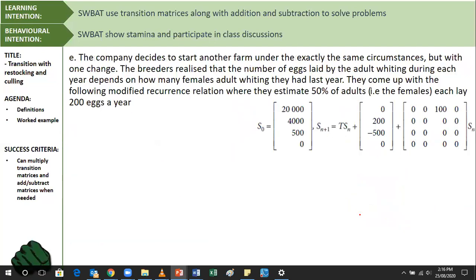So then E says, okay, the company decides to start another farm under the exact same circumstance, but there's one change. The breeder realized that the number of eggs laid by the adult whitings during each year depends on how many female adult whitings they had last year. So they come up with the following modified recurrence relation, where they've estimated that 50% of the adults, i.e. females, lay 200 eggs each year. So this is what's given to you. They're saying that this is your recursion. So your recursion is going to be this.